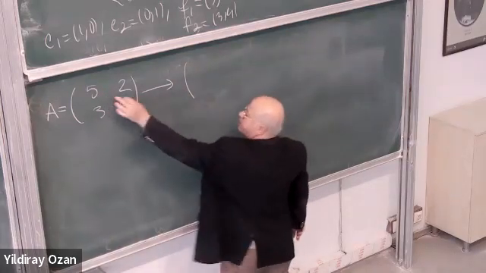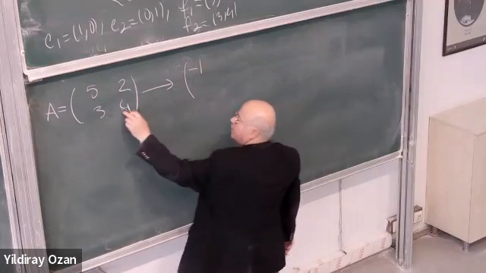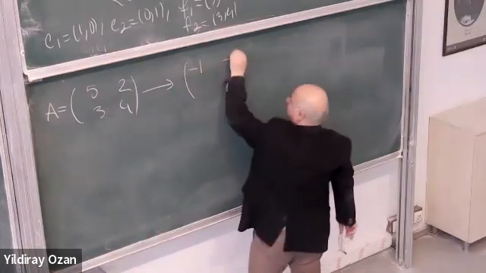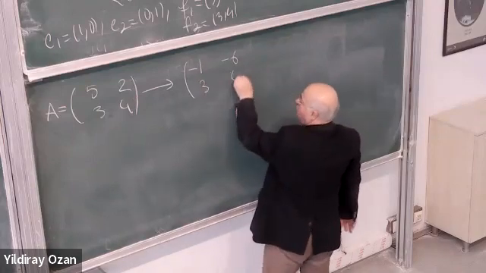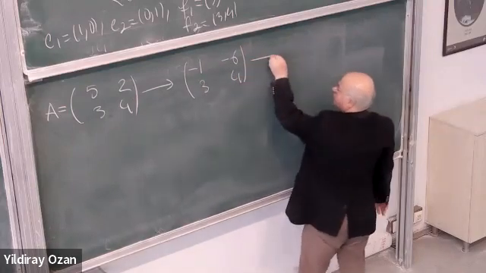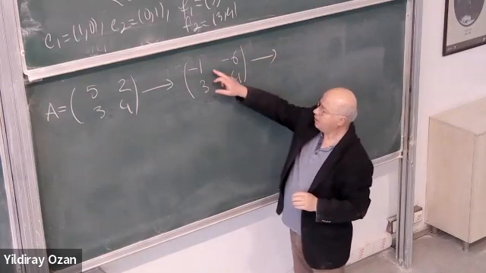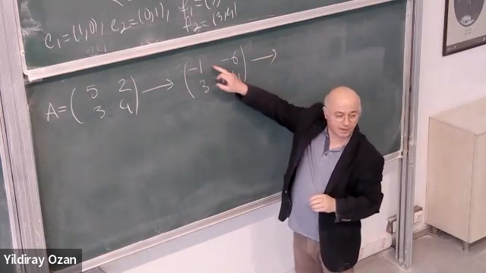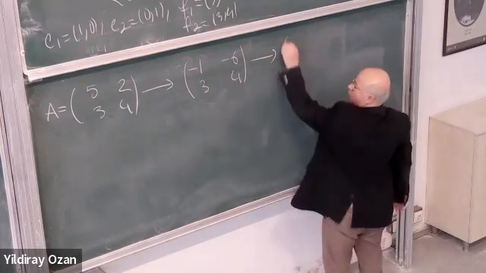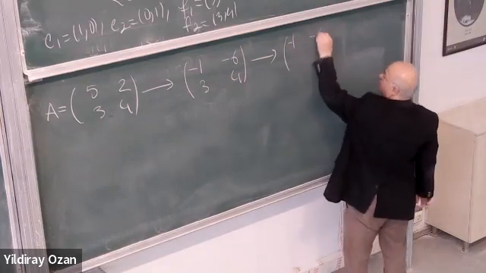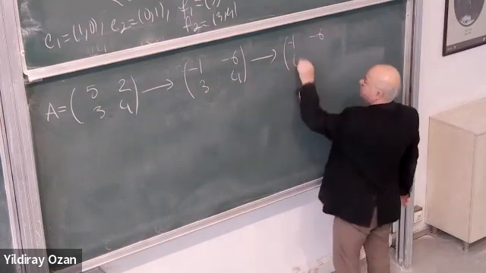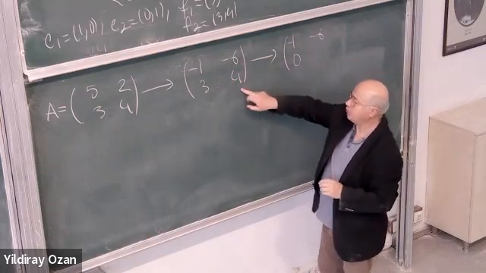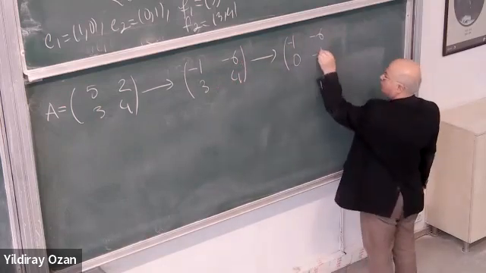So what we will get? -1, -6, right? We multiplied by -2. And 3 and 4. And then let me multiply this one by 3 and add to this one. So we will get -1 and -6. Multiplied by 3 and added: 0. Multiplied by 3 and added: -14.